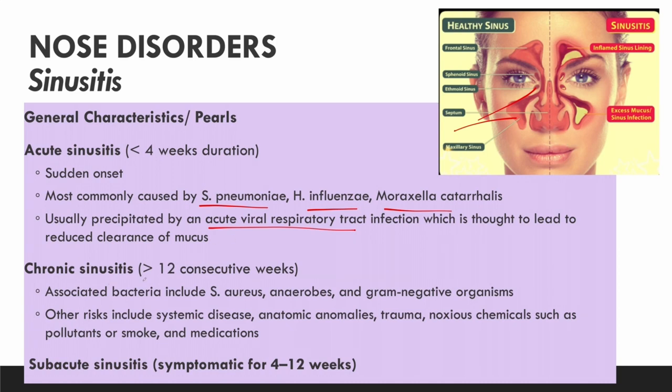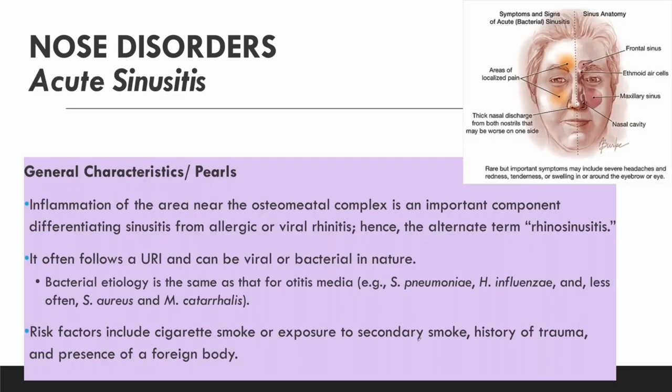Chronic sinusitis, greater than 12 consecutive weeks, has different organisms associated, like staph and anaerobes. This is much less common, but it can happen. Then there's also subacute sinusitis, which is in that interim period, which can be a mixture, a grab bag of things. So, general characteristics, we tend to evaluate for sinusitis.